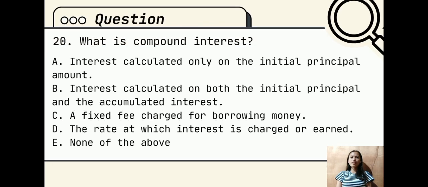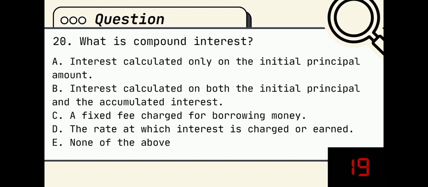Number 20. What is compound interest? A. Interest calculated only on the initial principal amount. B. Interest calculated on both initial principal and accumulated interest. C. A fixed fee charged for borrowing money. D. The rate at which interest is charged or earned. E. None of the above.